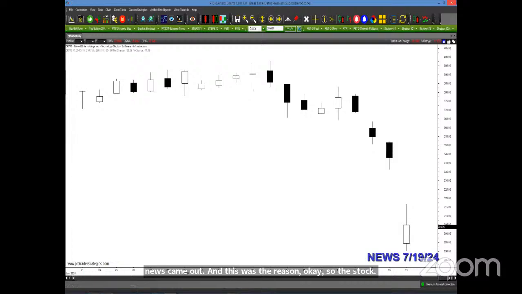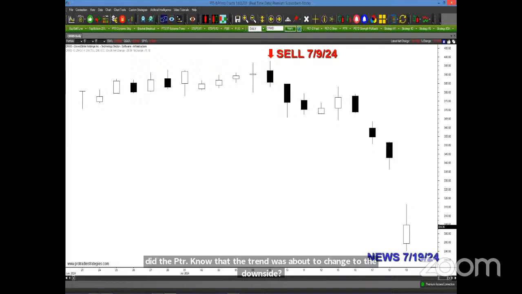Well, guess what? Using the PTR, a full nearly 2 weeks in advance, it already determined that a trend change was about to take place. Now, isn't that funny? Because the news didn't come out till nearly 2 weeks later. How did the PTR know that the trend was about to change to the downside? That's how sensitive this tool is.